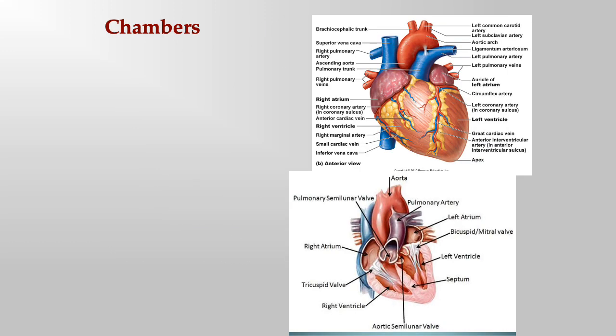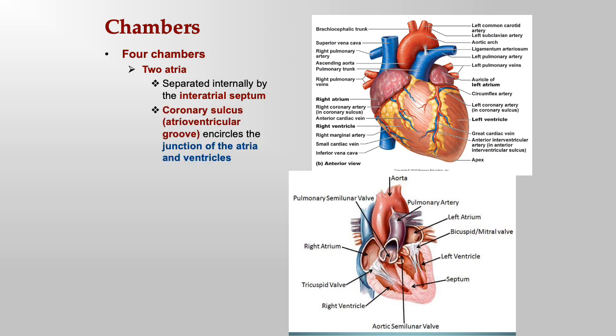Chambers of the heart. So the heart in humans has four chambers, and reptiles have three, although crocodiles have four. Four chambers, two atria that are separated by the interatrial septum. Septum we see a lot of. It means a divider, all right? So anytime you see septum, it's a divider.